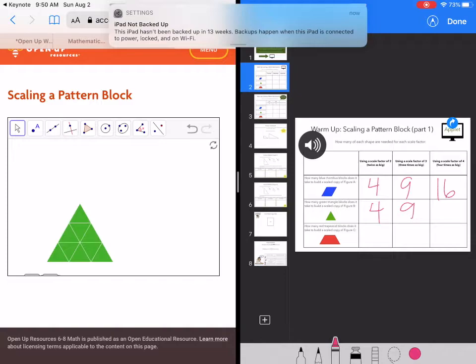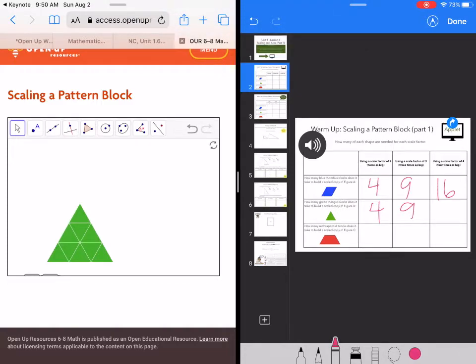Okay, now let's say I want to do a scale factor of 4. So that means I need it 4 across, and then I need it 4 triangles tall. That gets me 4 across. Now I've got to work until I get a height of 4. So I have 4 triangles, 1, 2, 3, 4. So that would be 16 triangles that I would have.